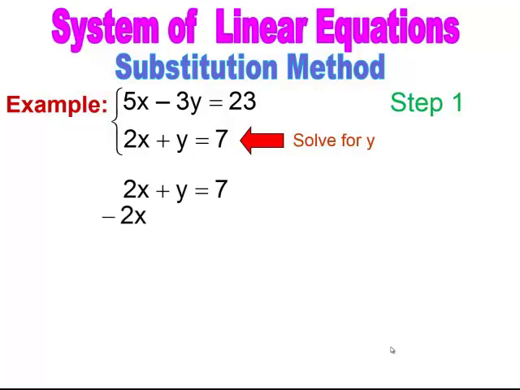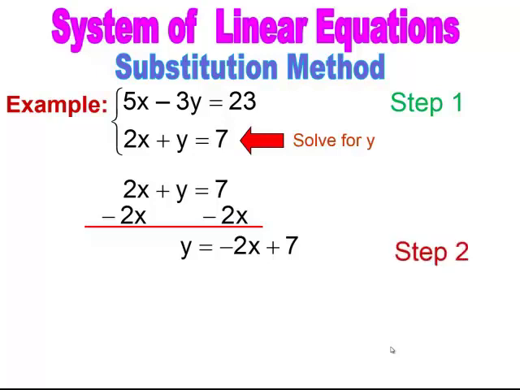To solve for y, I need to move that 2x over, so I'm subtracting 2x, and I'm going to end up with y equaling the expression negative 2x plus 7. Or you could have written 7 minus 2x. The order doesn't matter. So now you have the equation in terms of one letter. Now the next step is to take that expression, negative 2x plus 7, and plug it into the y of the other equation.